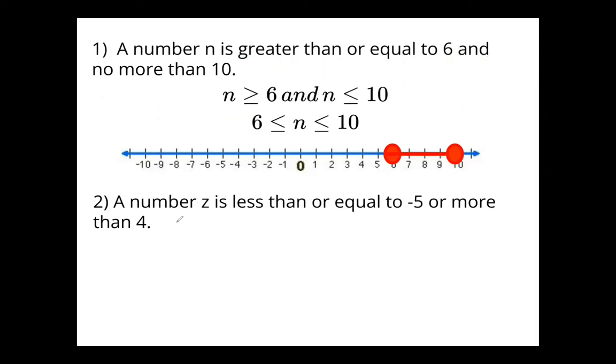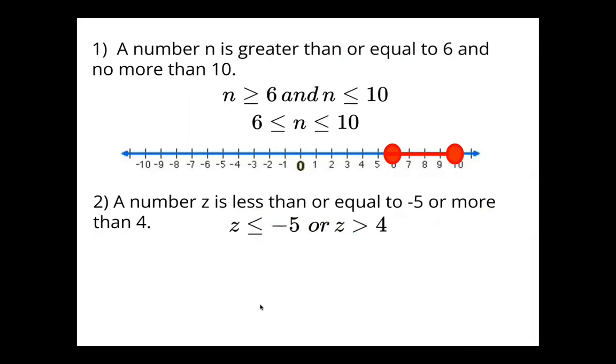For our second example, we have a number z is less than or equal to -5. That is my first inequality, or, which is my adjoining word, more than 4. So z is going to be less than or equal to -5, or z is more than, which is also greater than 4. So here is our written inequality.